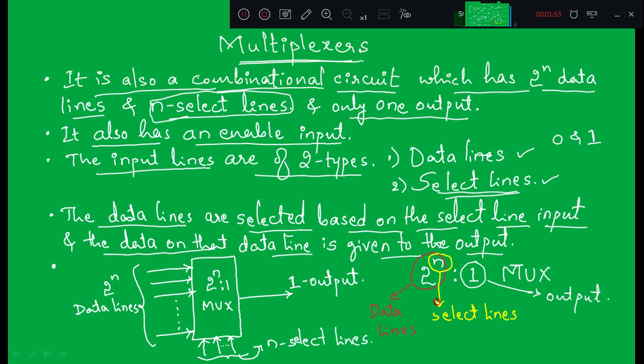Later we'll come to know. If you don't understand right now at this stage what this data line, select line, and output are, and how the particular data line is selected, later we'll come to know once I start discussing the symbolic form as well as the truth table of the multiplexer.